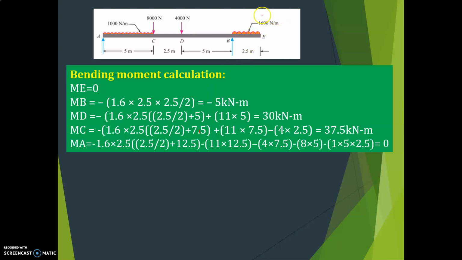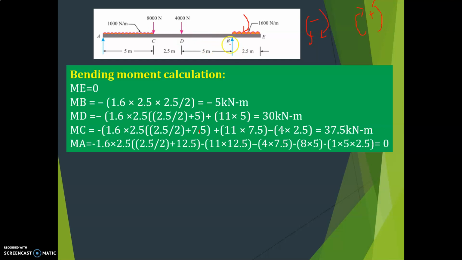So this direction it will move like this. This is right side downward, so it is minus, right? This is plus, correct? So minus 1.6 into 2.5 into half of 2.5, that is minus 5 kilonewton meter. Next, find at D. What is that?